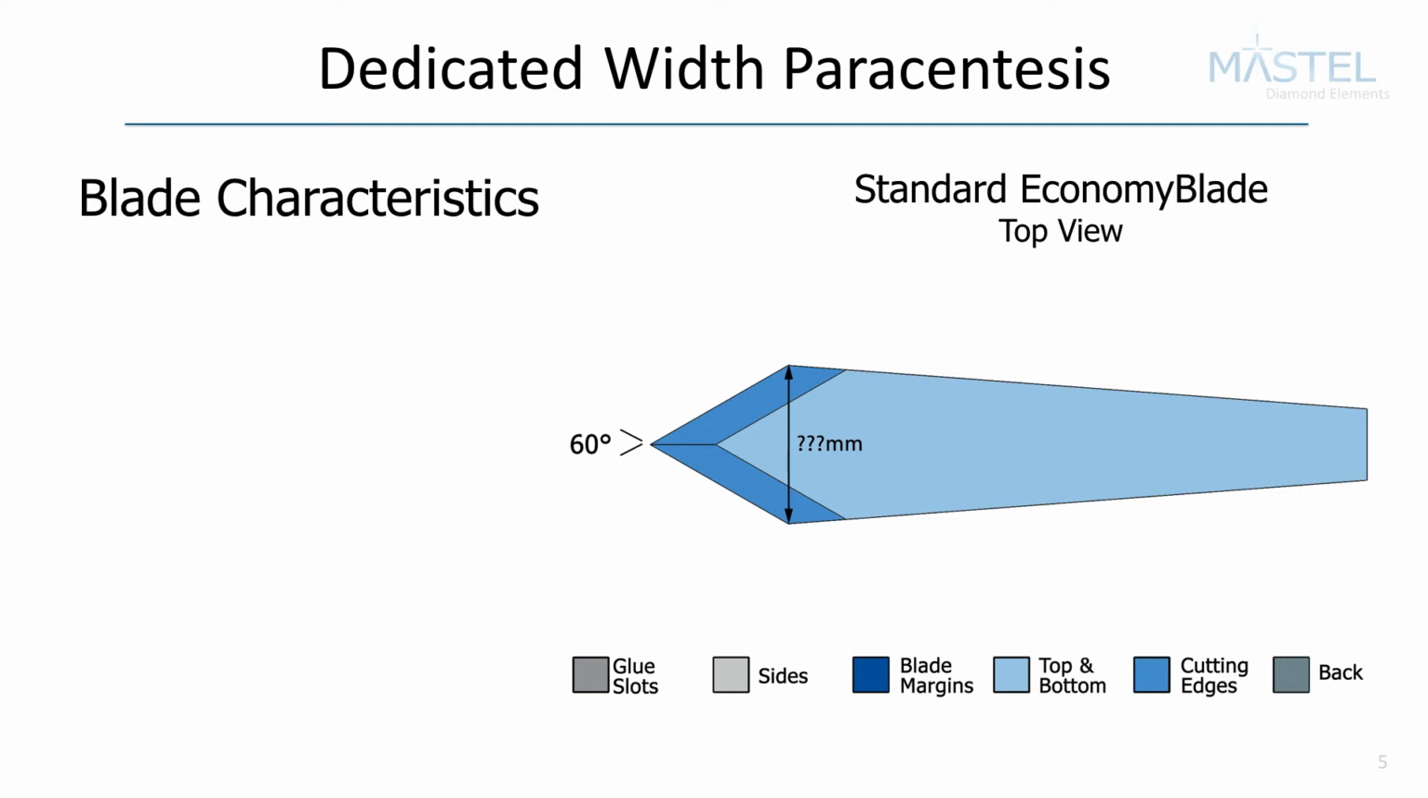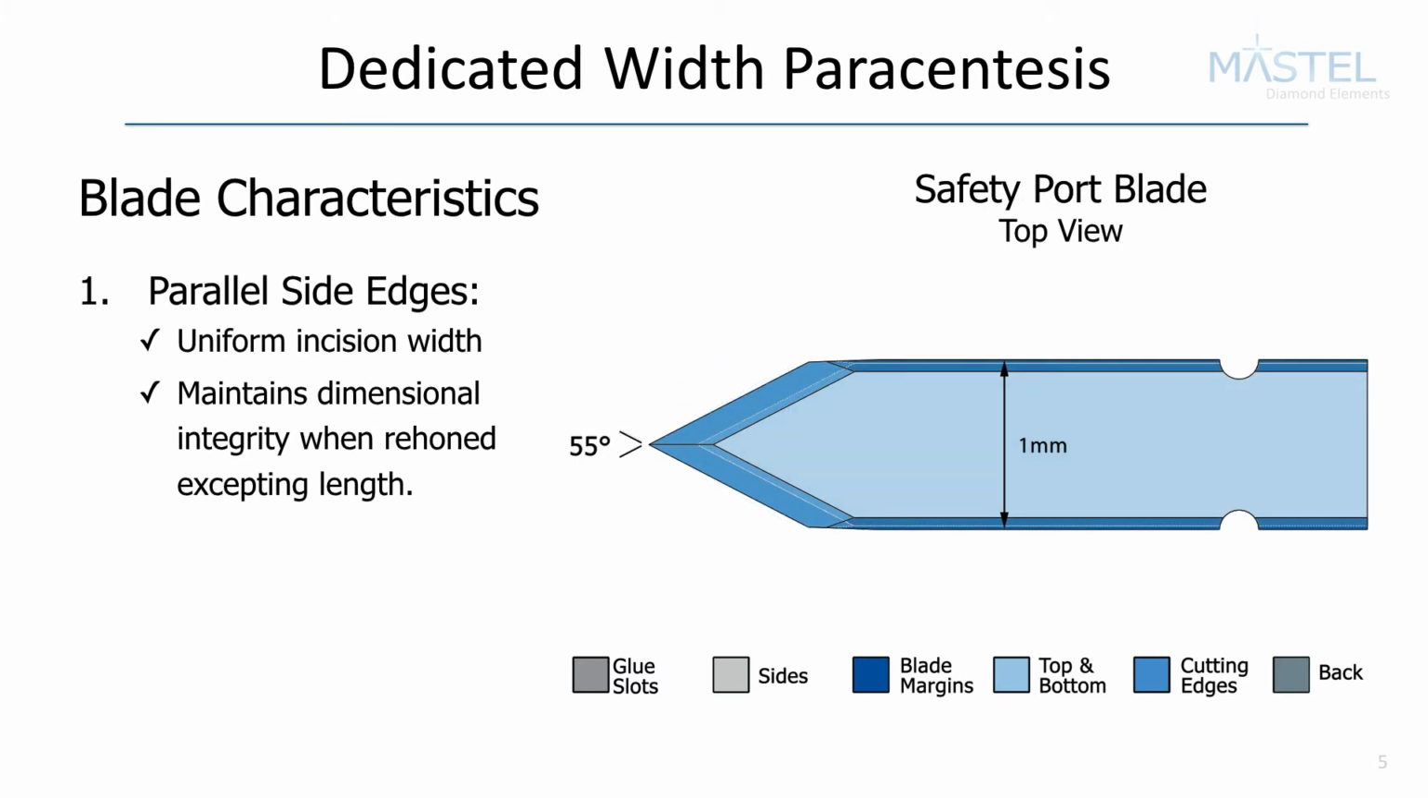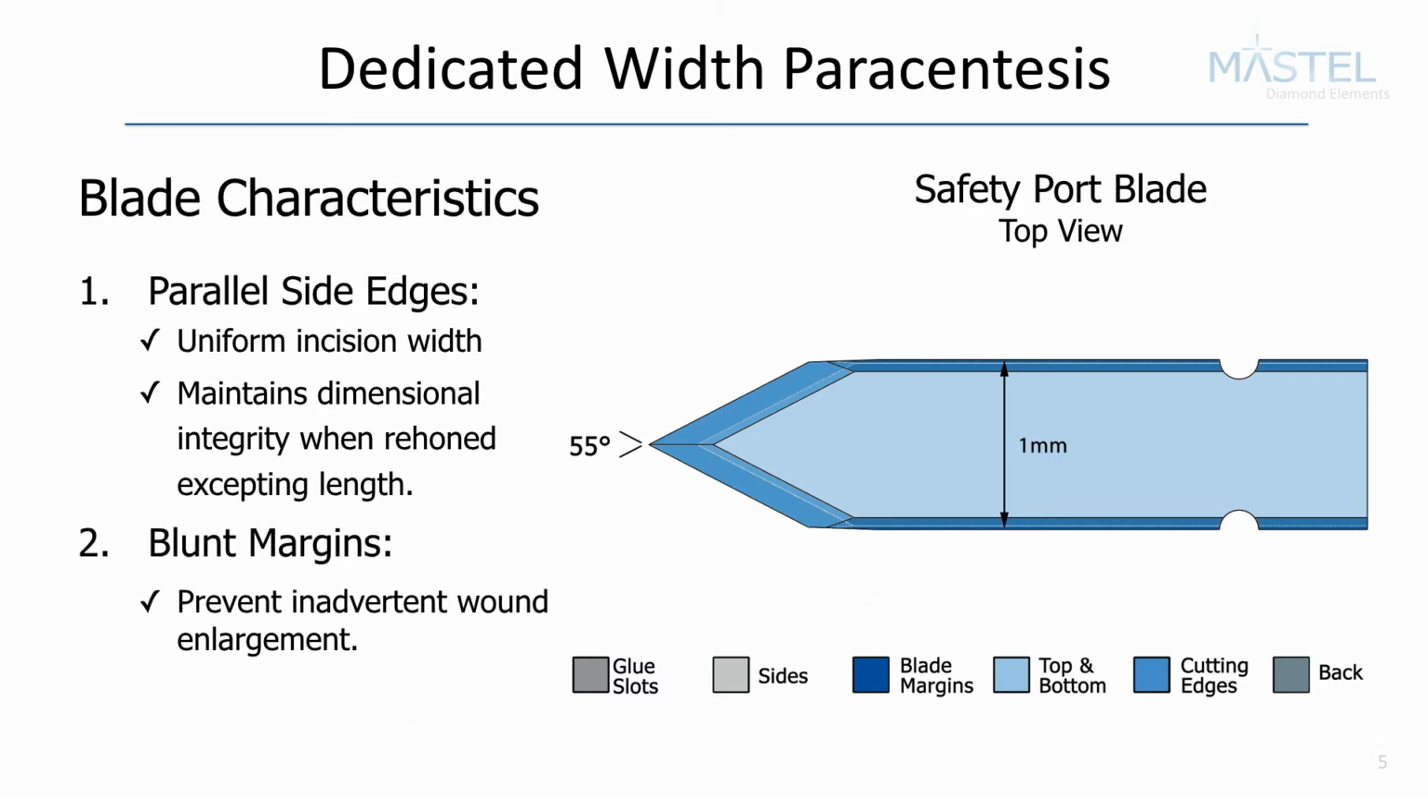Standard economy blades actually taper in along the side edges. However, a better option for a dedicated width paracentesis blade is one with parallel edges. These parallel edges enable the blade to be rehoned without losing dimensional integrity. In addition, the side edges on a dedicated width blade should be blunt so as not to enlarge the wound. Let's now discuss how to further optimize these long side edges.